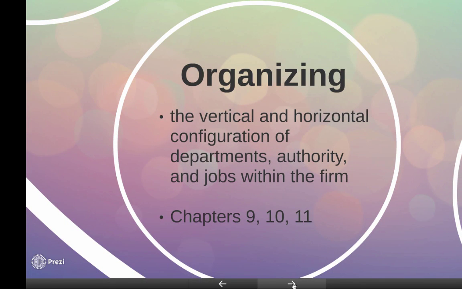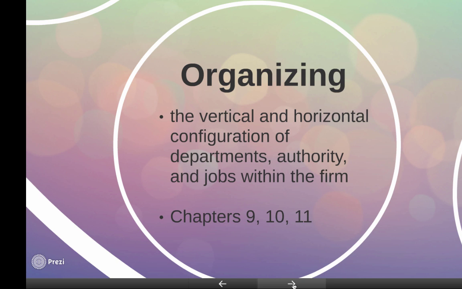The other function is organizing. And organizing is the vertical and horizontal configuration of departments, the authority we give those departments, and the jobs within the firm. When you think about it, any business is highly organized. There are teams, there are departments, there are divisions.